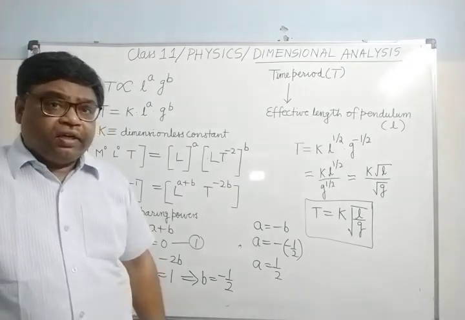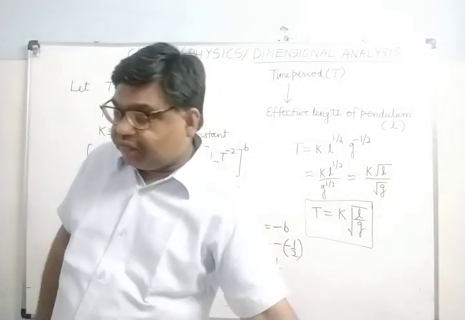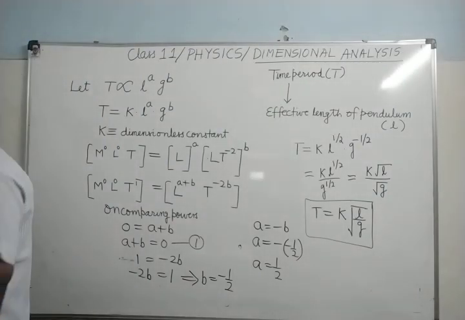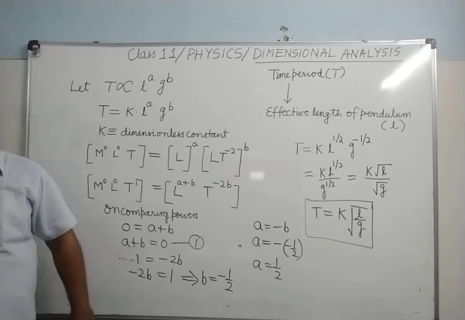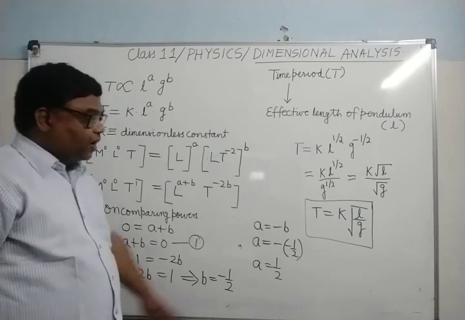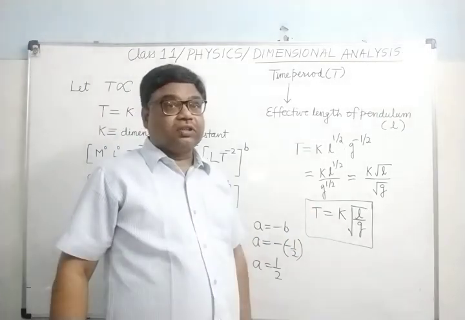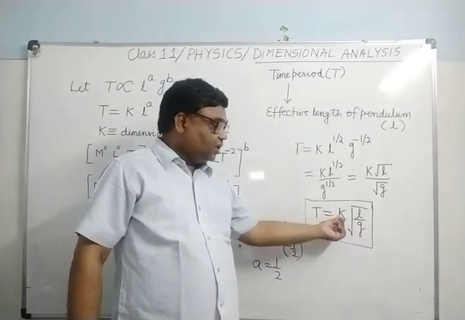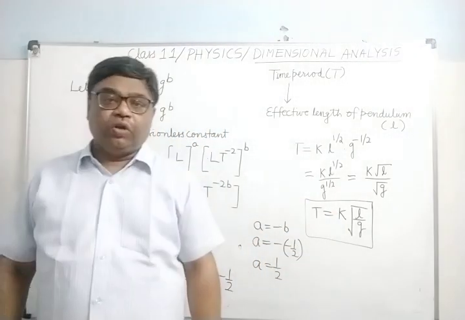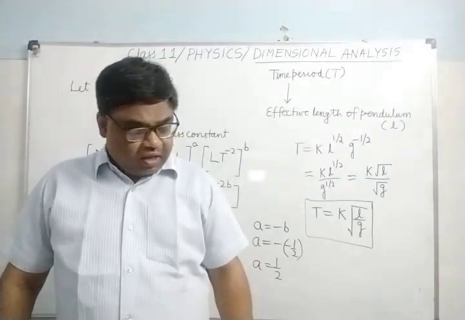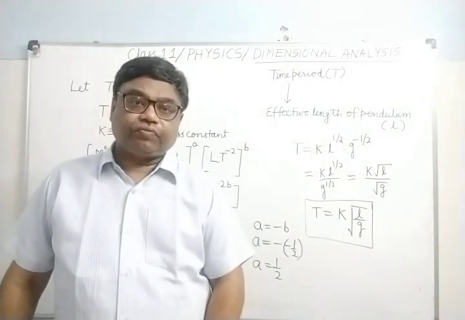Now see here. There is one limitation of dimensional analysis. What is that limitation? With the help of dimensional analysis, it is not possible to find the value of dimensionless constant K. With the help of dimensional analysis, we cannot find this value. This is one limitation.